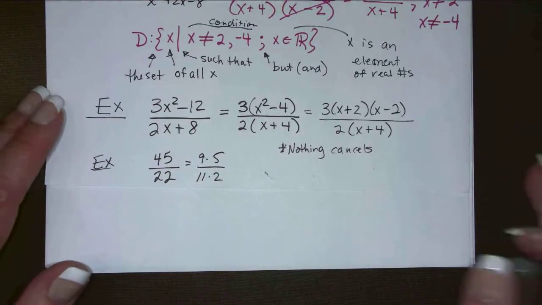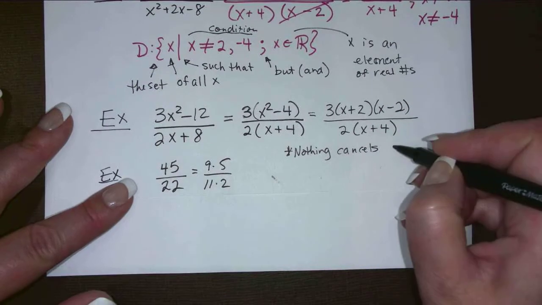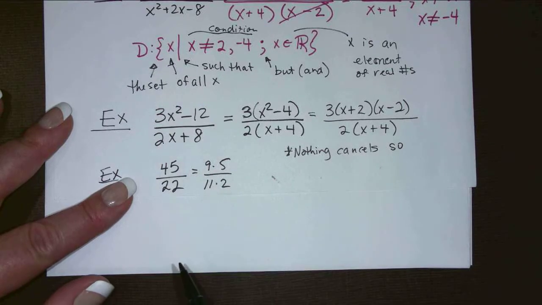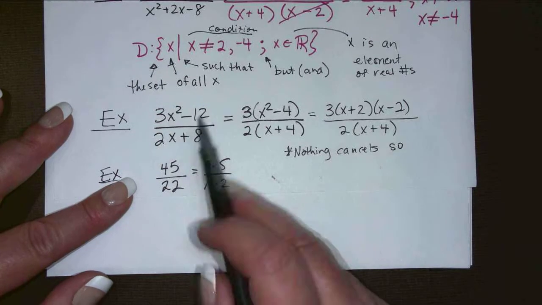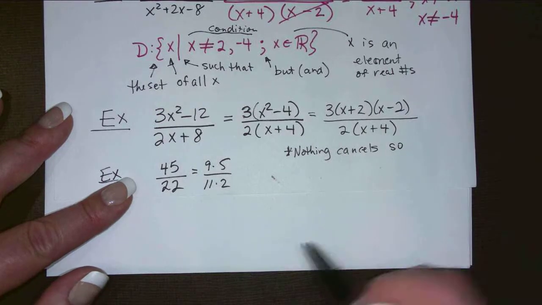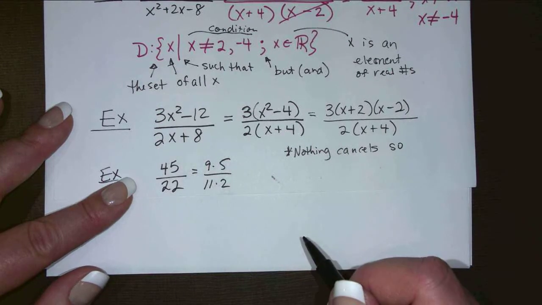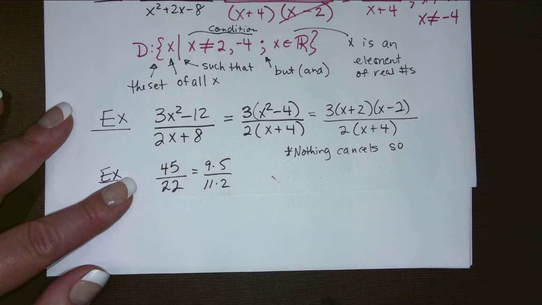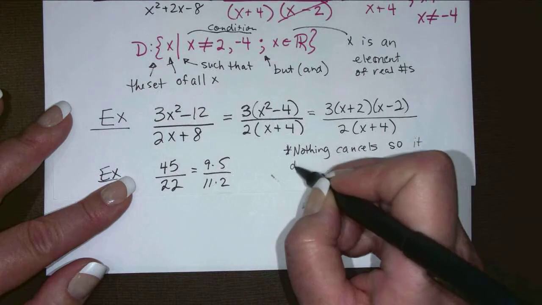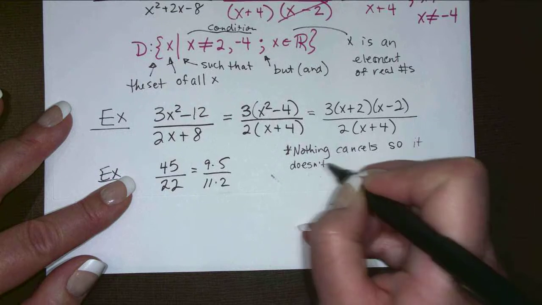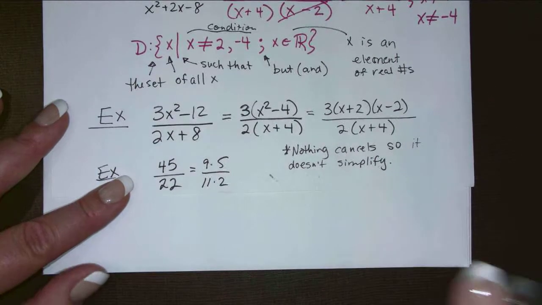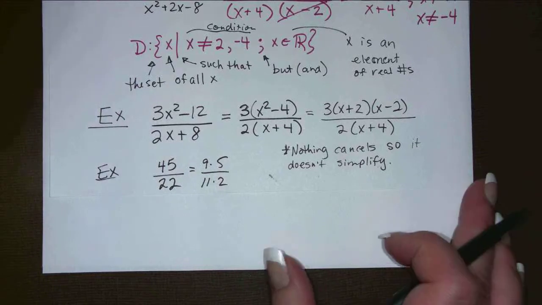On a test, would you prefer to see 45 over 22 or 9 times 5 over 11? 45 over 22, yeah, for numbers. These, we usually leave them in the factored form, but it doesn't matter again, unless I said one way or the other, right? Nothing cancels, so it doesn't simplify. Okay, it doesn't mean no solution, it just means we couldn't simplify that one.